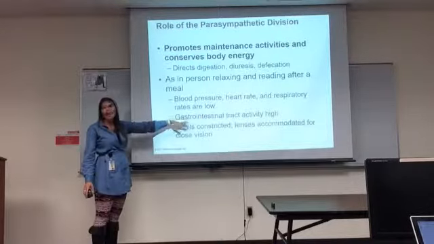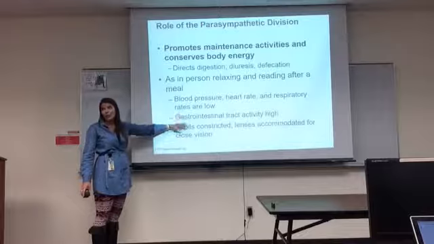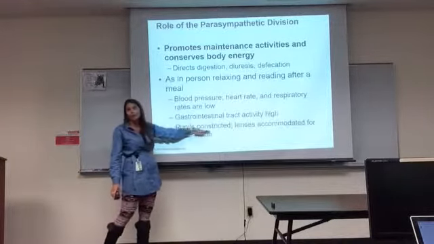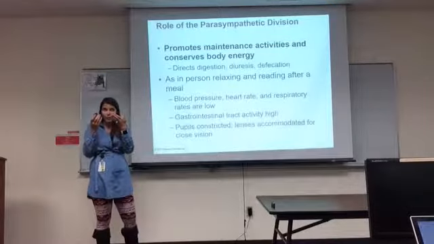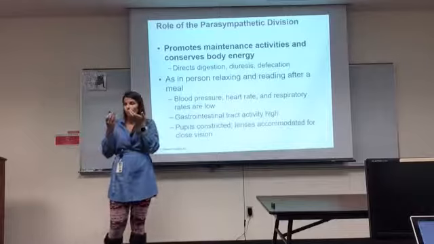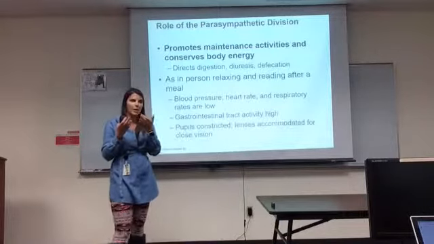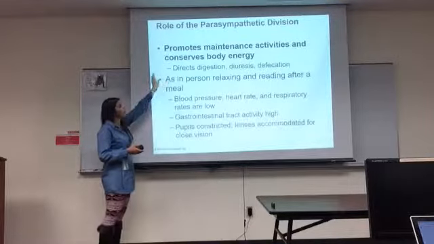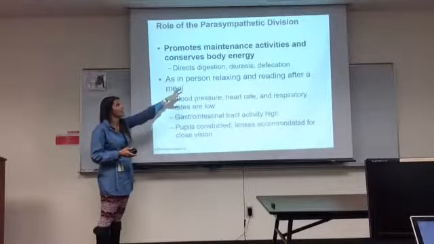Gastrointestinal activity is high. So acetylcholine is high, getting all those muscles to contract. Their pupils are constricted because they're reading, like we're reading right now. Their pupils are constricted, and their lenses are accommodated for close vision. And that's going to be something we talk about in AMP2, the lenses. So for parasympathetic, it directs digestion.